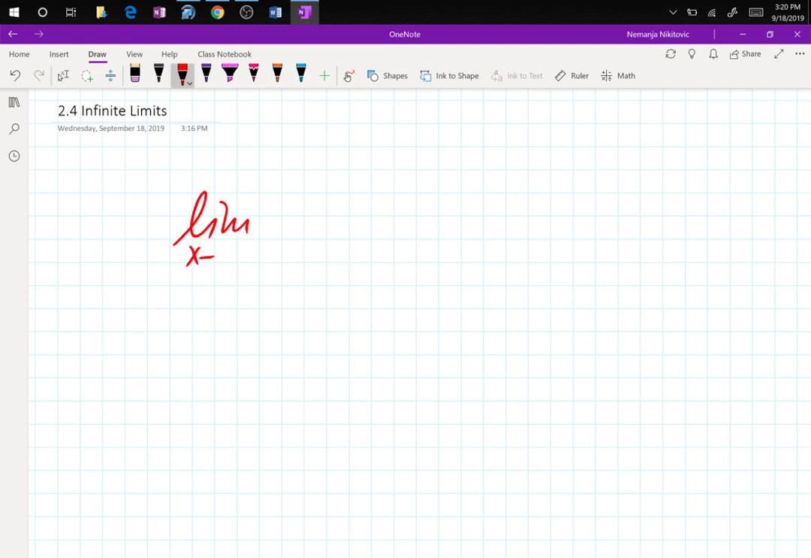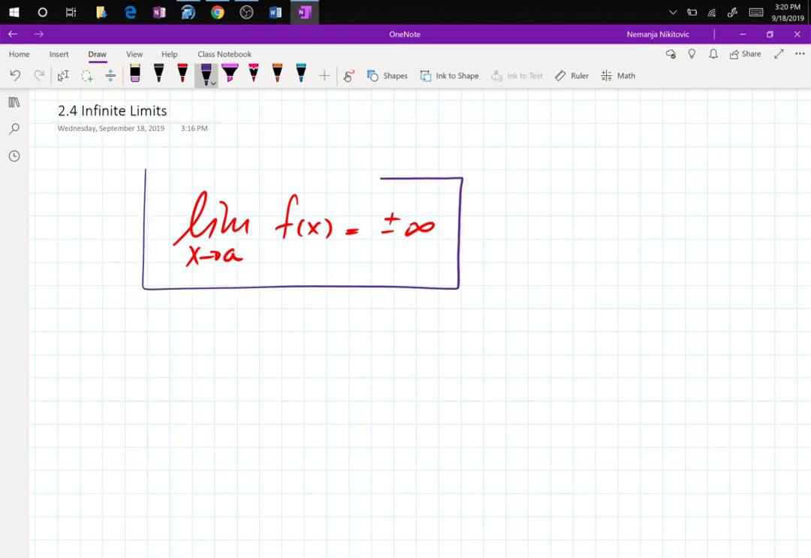The limit as x approaches some finite value a of f of x is going to produce positive or negative infinity as an answer. So infinite limits means the answer is infinity, positive or negative. That's what we are focusing on.